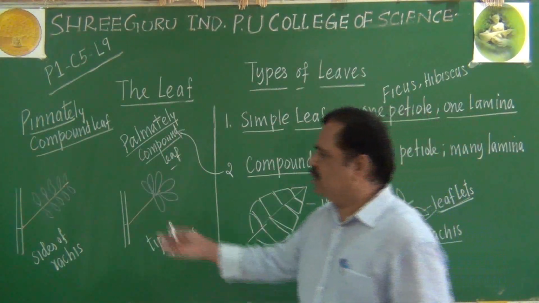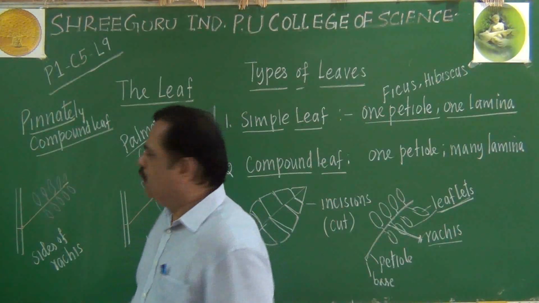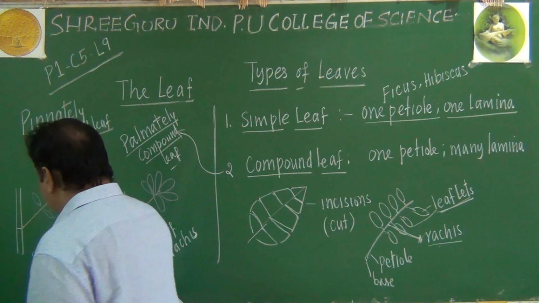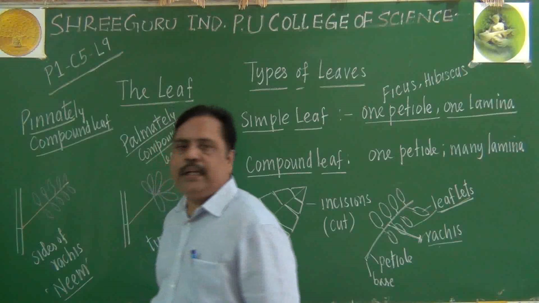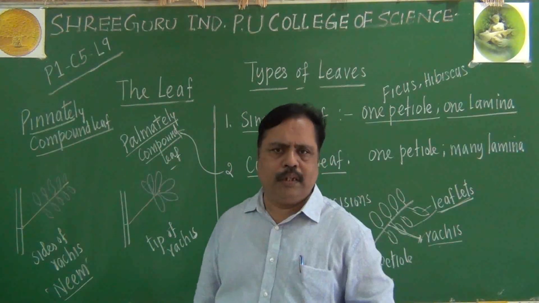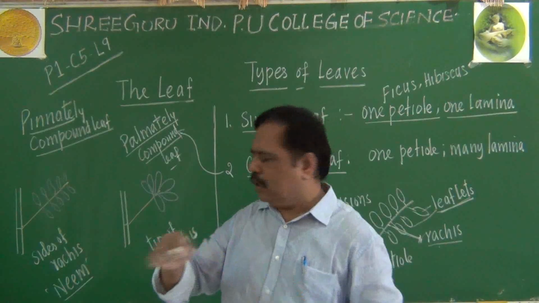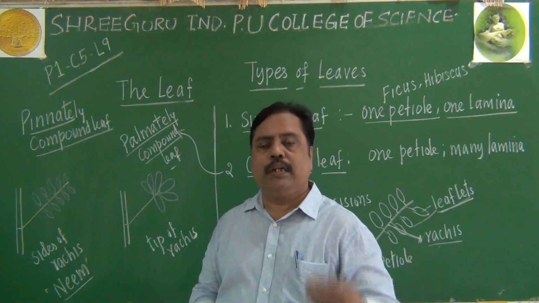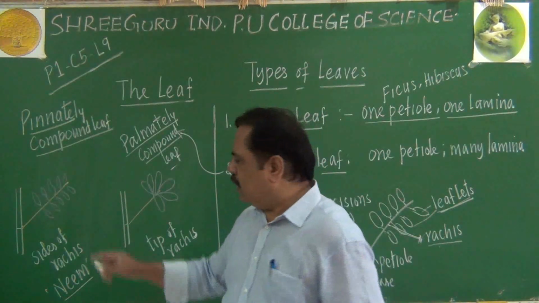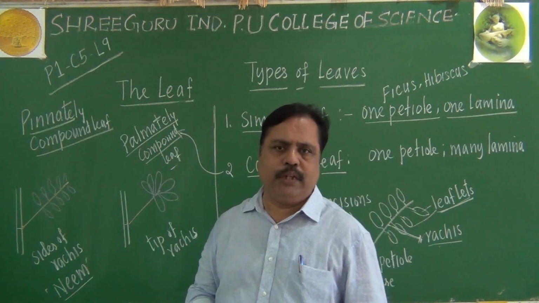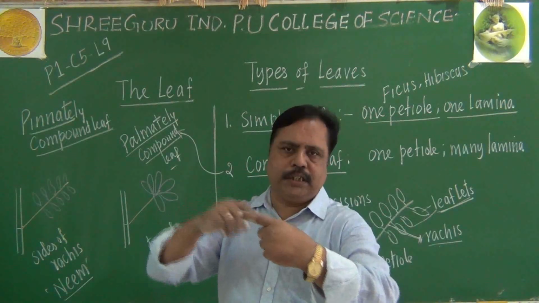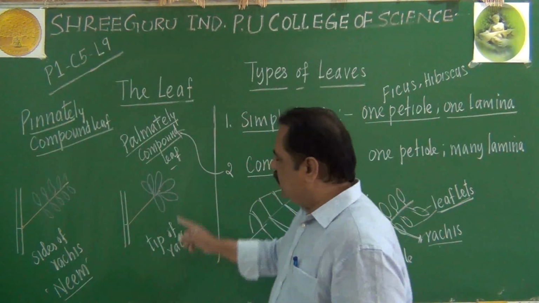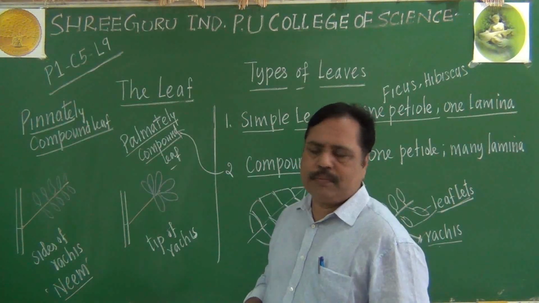You can remember the best example for pinnately compound leaf: neem leaf. Is it or not? The neem plant has pinnately compound leaves. You could have observed the neem leaf. This is a neem tree, no? It has pinnately compound leaves. Even drumstick, they all have this pinnately compound leaf. On the sides of the rachis, there will be an arrangement of leaflets. Where do we find palmately compound leaf?